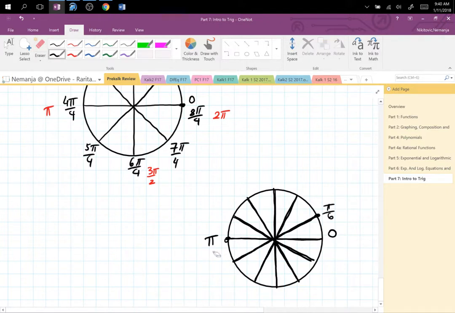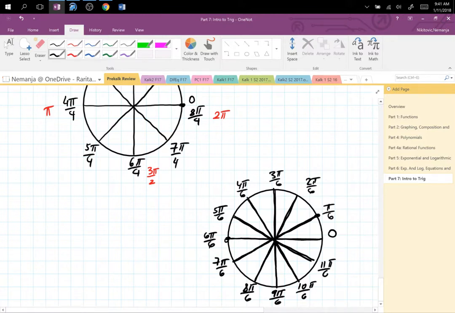And I would really call that common sense. Now, count. Pi over 6, 2 pi over 6, 3 pi over 6, 4 pi over 6, 5 pi over 6, 6 pi over 6, 7 pi over 6, 8 pi over 6, 9 pi over 6, 10 pi over 6, 11 pi over 6, and 12 pi over 6.